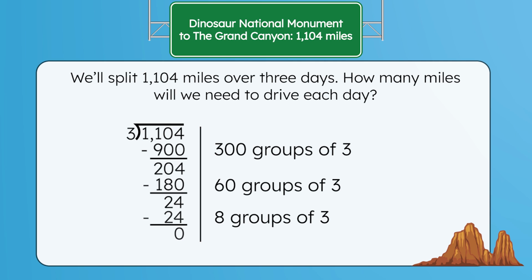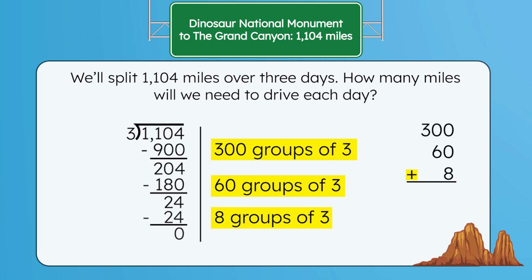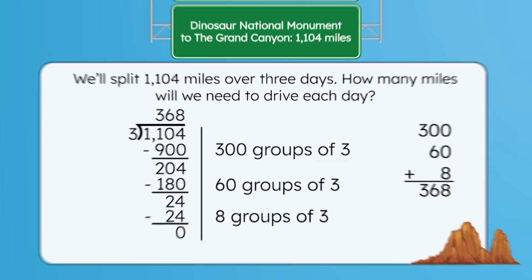We can't subtract any more groups of 3, so let's add up all the groups. 300 plus 60 plus 8 equals 368. That means we'll need to drive 368 miles each day. Did you use the same groups of 3 that I did? Or did you come up with different groups to subtract? There's no single correct way to break apart the dividend. As long as your partial quotients add up to 368, your way works too.